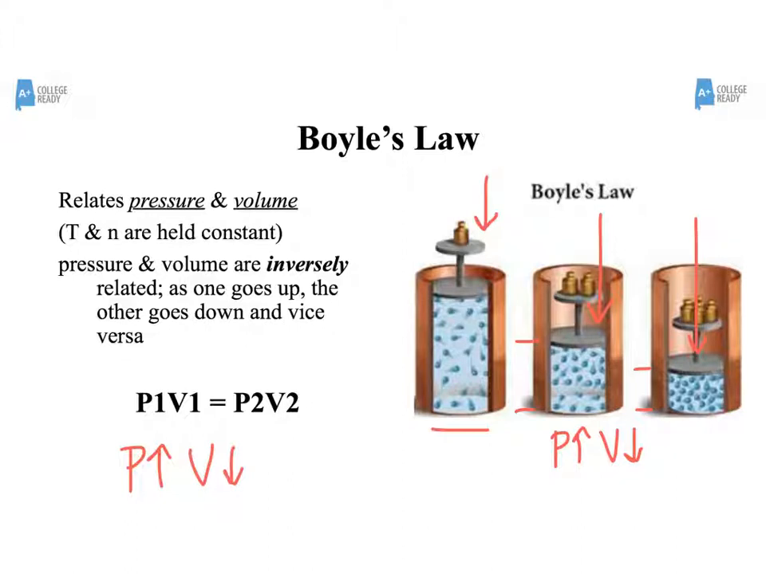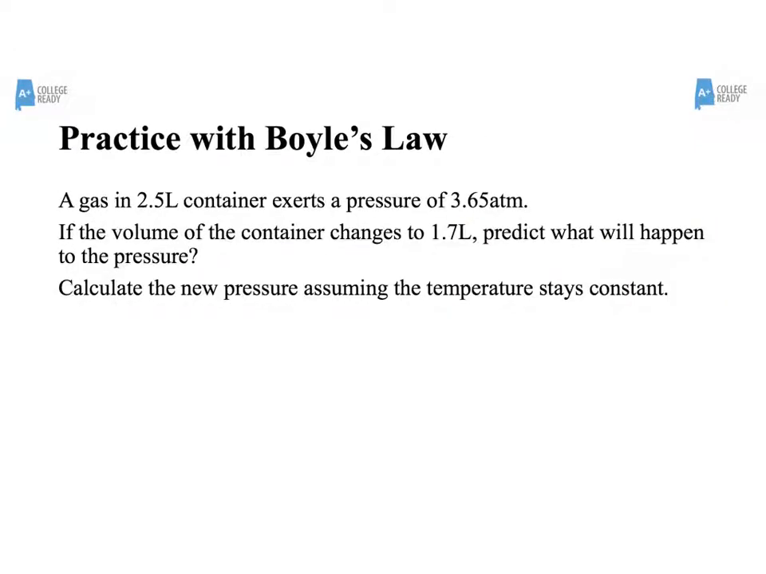So we end up with this mathematical relationship, and here's Boyle's law. He mathematically said, if you multiply the pressure and the volume at a certain condition, if you change one of those variables, well, then the other one is going to change in an inverse relationship. And you can mathematically calculate the new pressure or volume given the new pressure or volume. So let's look at an example of that.